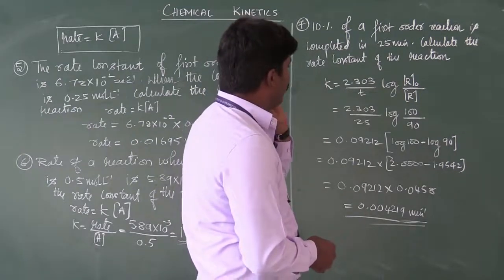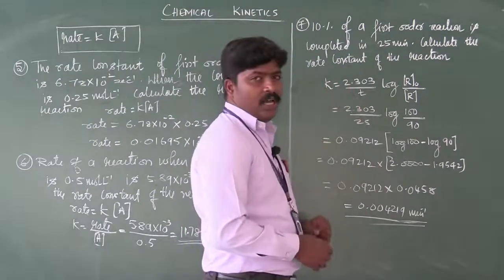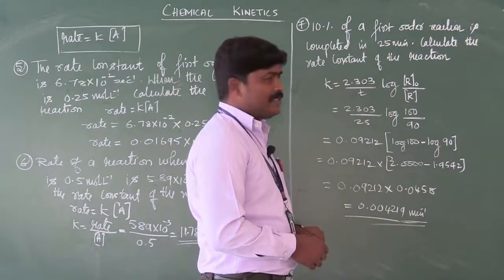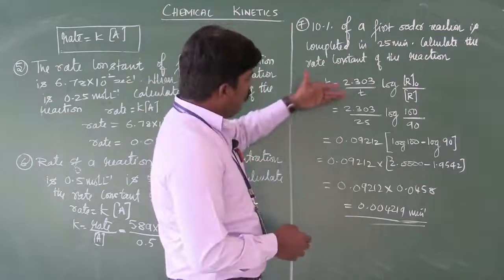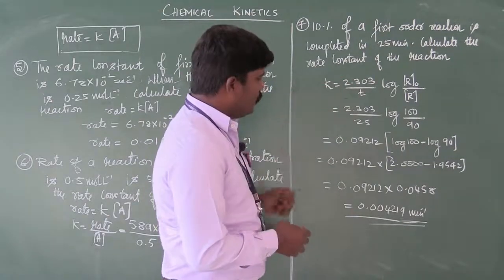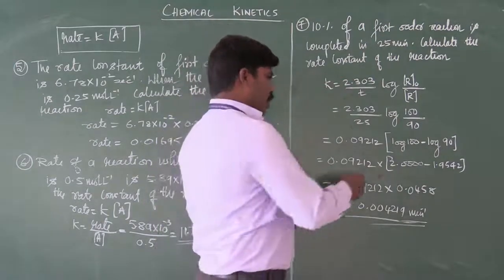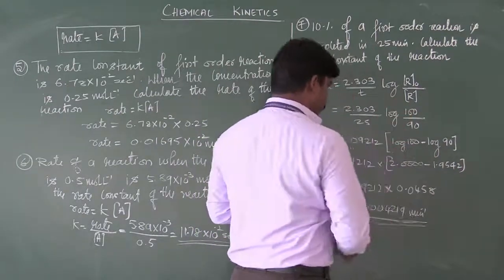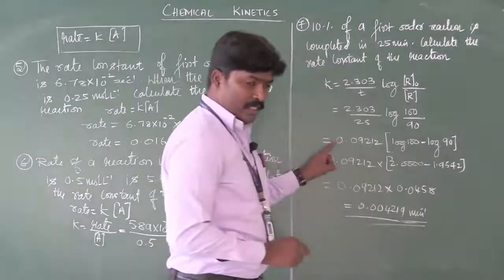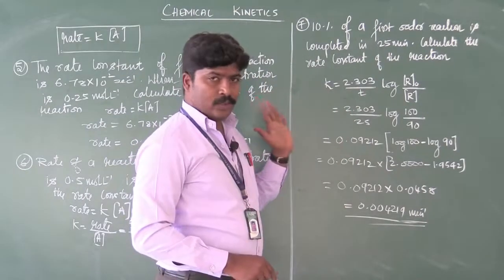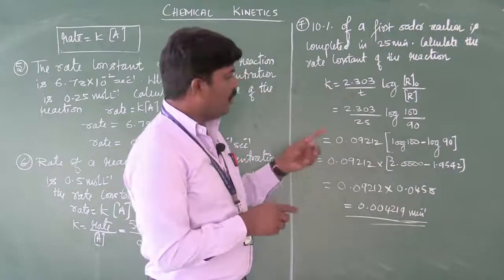Therefore K is equal to 2.303 by T log R naught by R. I told you R naught is 100, and the time given is 25 minutes, so you can retain it in minutes only. Therefore 2.303 by 25 into log 100 by 90. Log A by B is log A minus log B. When I divide 2.303 by 25, I get the value 0.09212 into log 100 minus log 90.